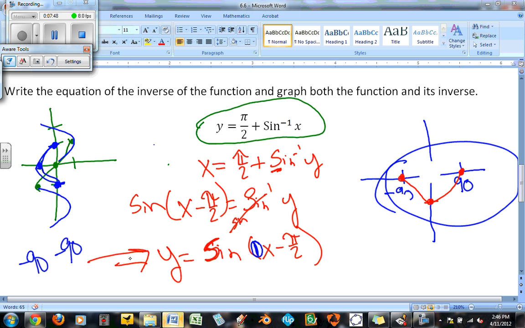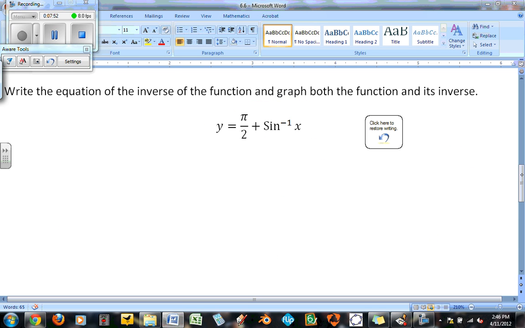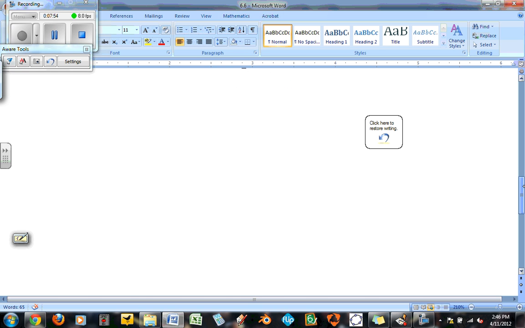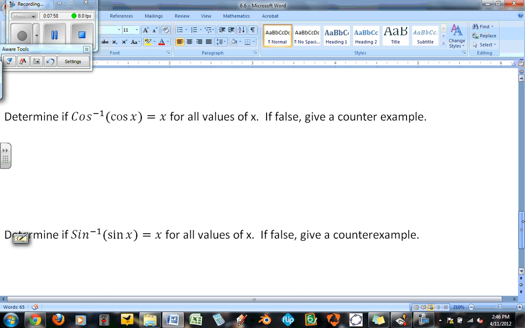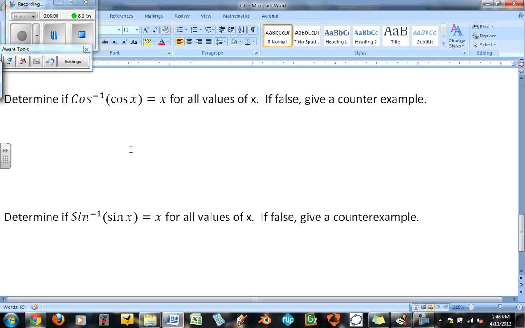All right, I hope that helps in graphing, and you're going to learn by doing it, and there'll be more examples on your assignment. So I have 2 more examples on this video. It says determine if cosine inverse of cosine of x equals x for all values of x. If false, give a counterexample.